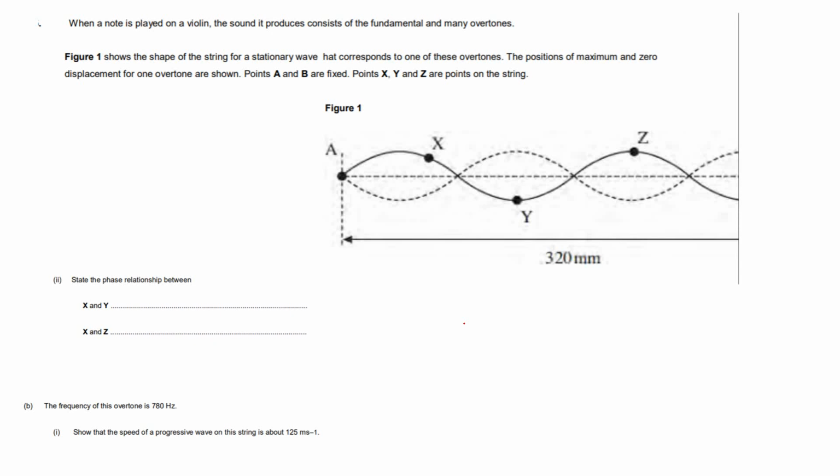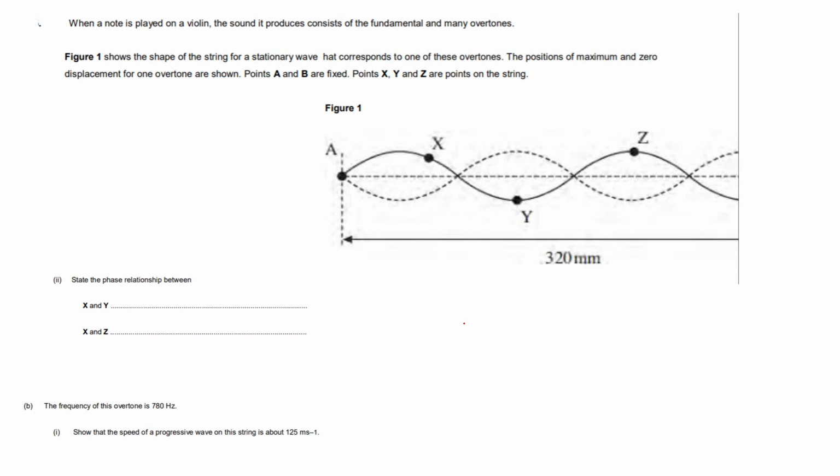Now it says that figure 1 shows the shape of the string of a standing wave that corresponds to one of these overtones. It says here that the positions of maximum and zero displacement of one overtone are shown. Points A and B are fixed. Points X, Y, and Z are points on the string.